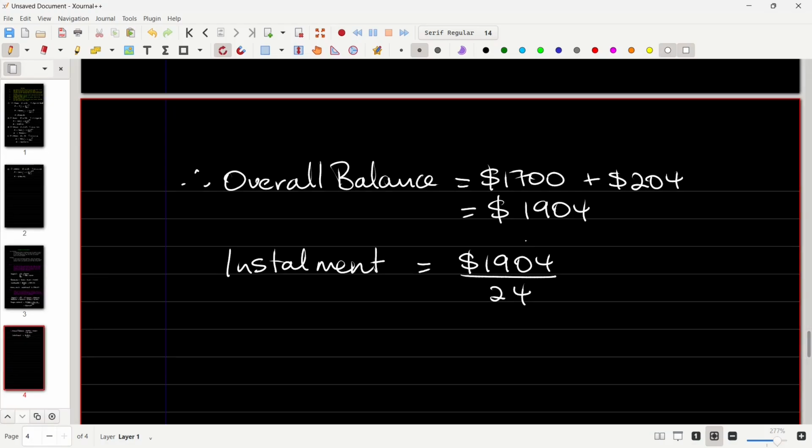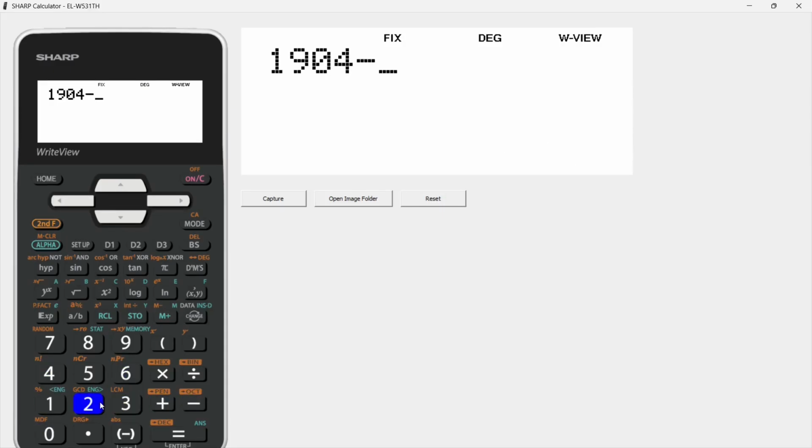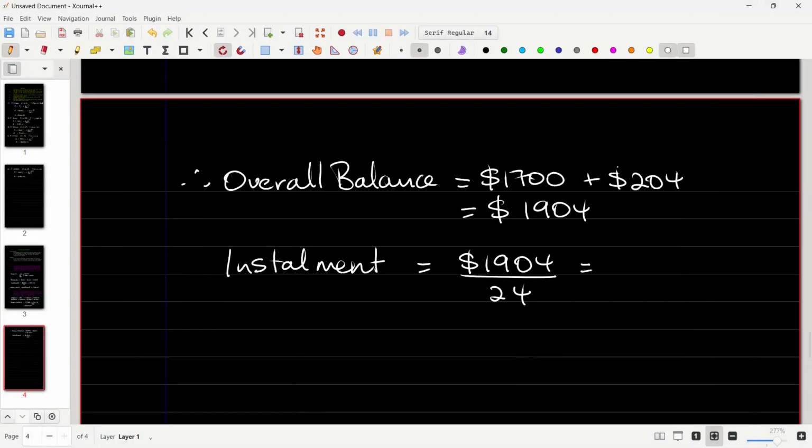So the money per month, we will look at 1,904 divided by 24, and we get 79.33. All right, so she has to do 24 monthly installments of 79.33, and she'll be able to outright own that refrigerator. Now, a little bit of side note here.